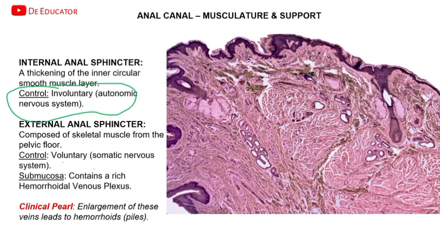Alright, then the submucosa contains rich hemorrhoidal venous plexus. So enlargement of these veins leads to hemorrhoids, commonly known as pile.